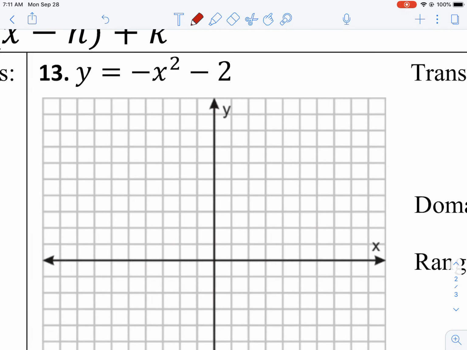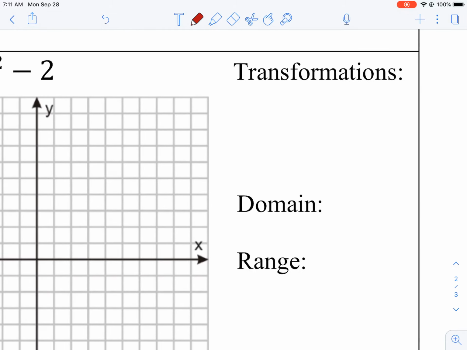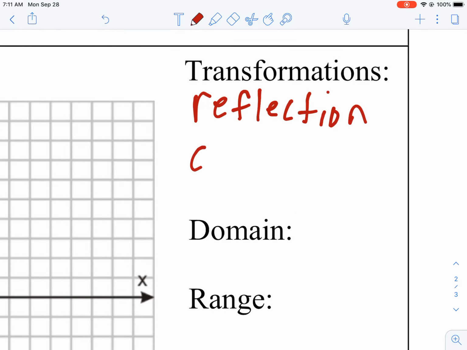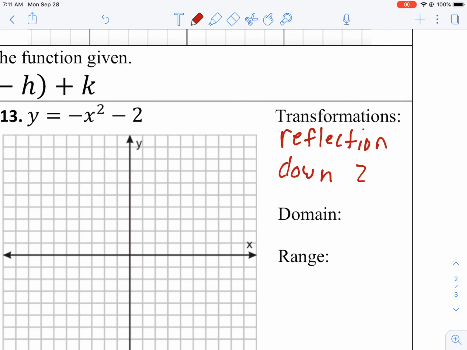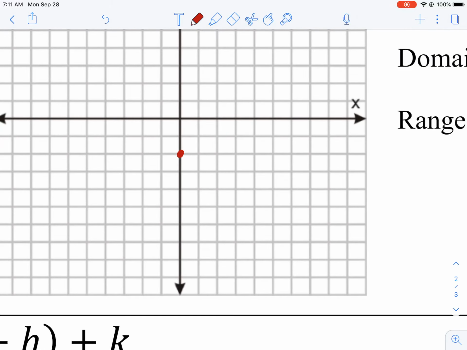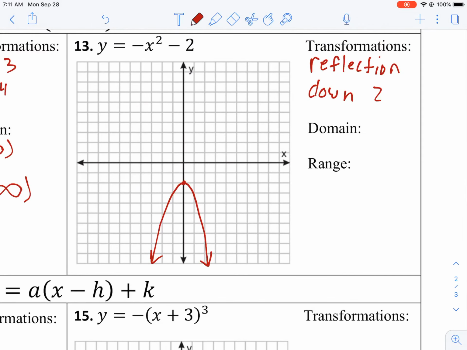For the next one, we have an x squared, so that's going to be a U. Now, what are our transformations? We have an a value of -1, so that's a reflection. Then we have a k value of -2 on the end, that's down 2. So we have a U that is being reflected, so it's going to be flipped upside down, and it's going to be starting down 2. So we have a U that is going to be like this. And I'm sure if you typed it in Desmos, it would give you that same thing.